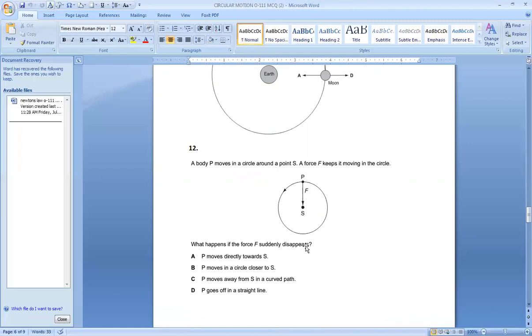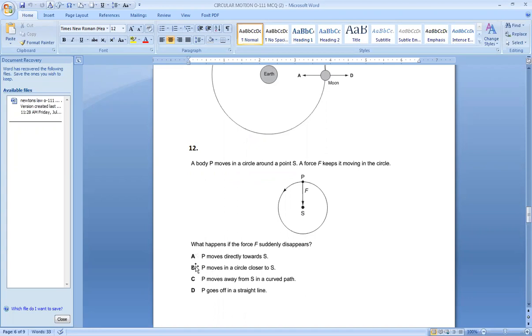Remember, when the force disappears, P will go towards the left in a straight line. That is the direction of the velocity of P. So P will go in the direction of velocity. It will go in a straight line towards the left. So the answer is D. P goes off in a straight line.